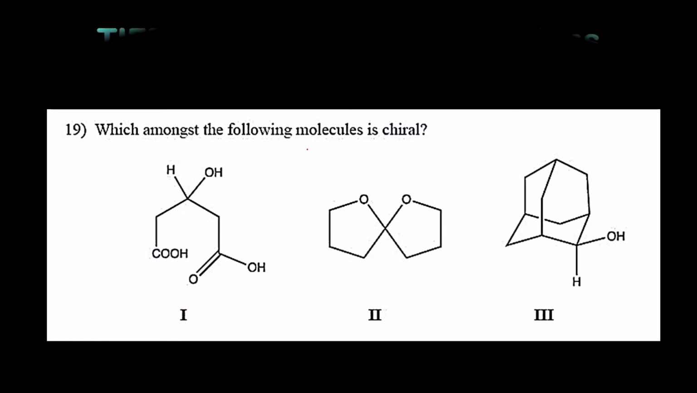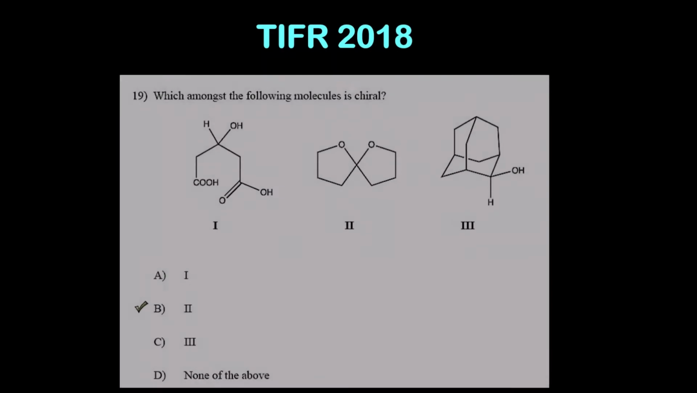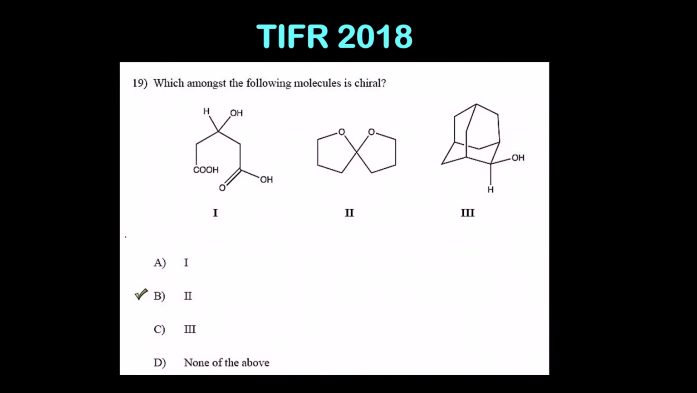So in our today's video, we are going to see the remaining stereochemistry questions from the TIFR exam, that is part 2. So let us see our first question. It is from the 2018 paper. Which amongst the following molecules is chiral?